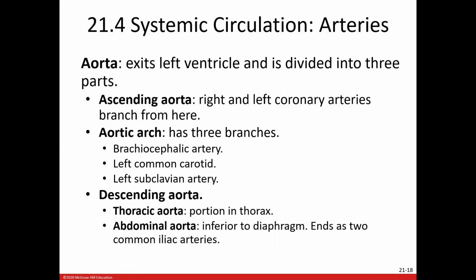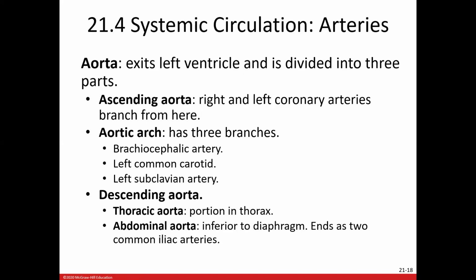Then you have your aortic arch, which comes after the ascending aorta, and that has three branches. You have the brachiocephalic artery, the left common carotid, and the left subclavian artery. And then lastly, you have your descending aorta. This is now going to be going to the lower half of the body versus the aortic arch branches, which are going to pass blood along to the upper part of the body, the head, the limbs, and the neck.